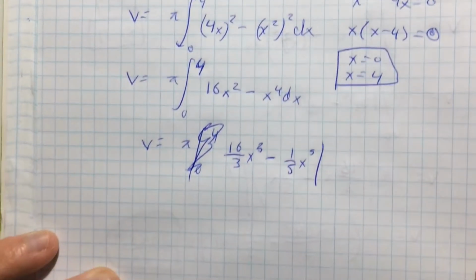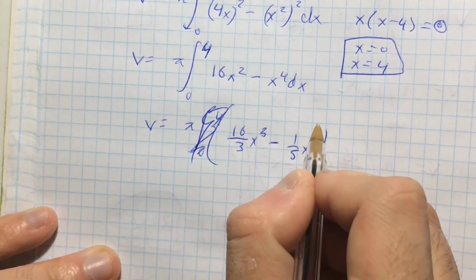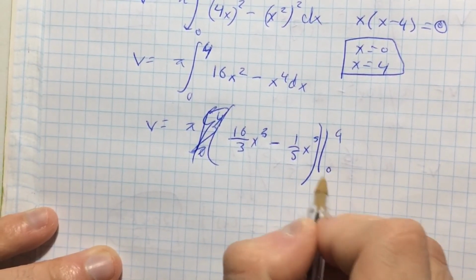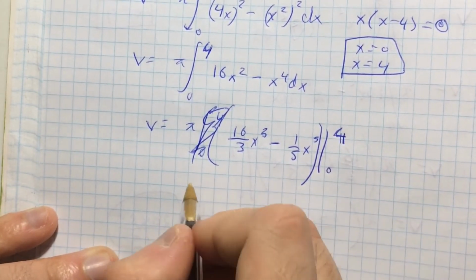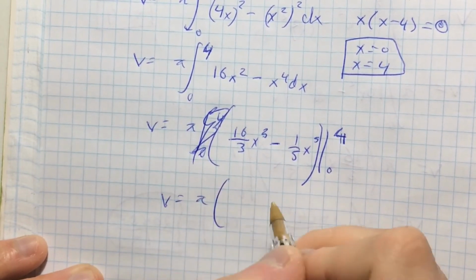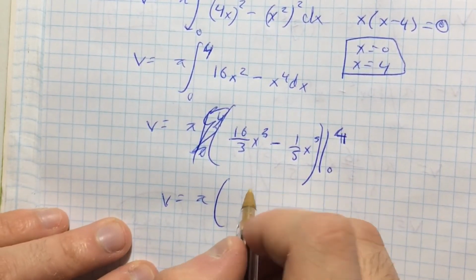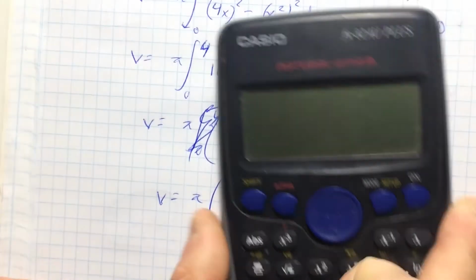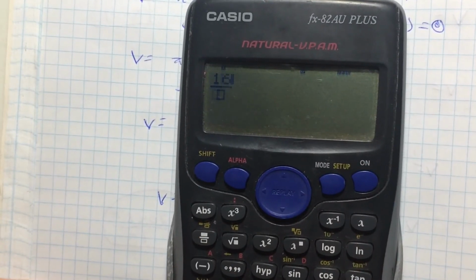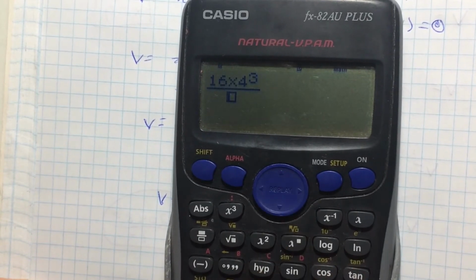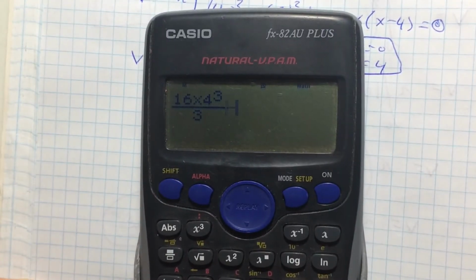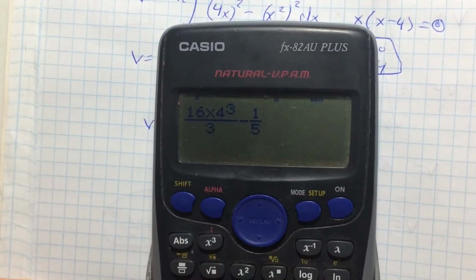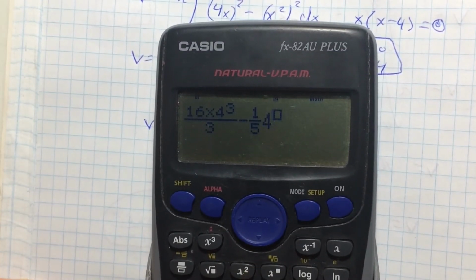Sorry, I've already evaluated the integral, so that's not actually correct. From 0 to 4. Because I have a 0 in my bottom bound, I only need to consider the 4. So, volume is equal to pi, factored out. Well, what's 16 times 4 cubed? I'll get my trusty calculator out because I can't be bothered doing that right now. 16 times 4 cubed all over 3, minus 1 over 5 times 4 to the 5th.